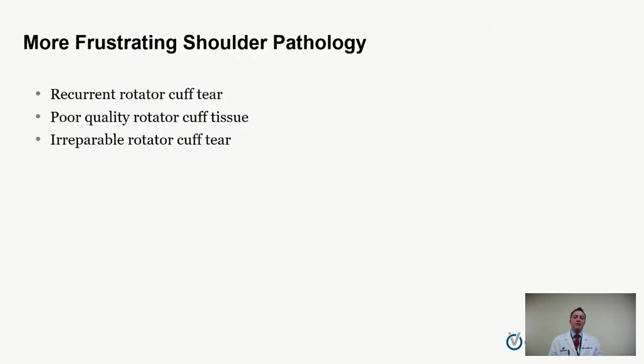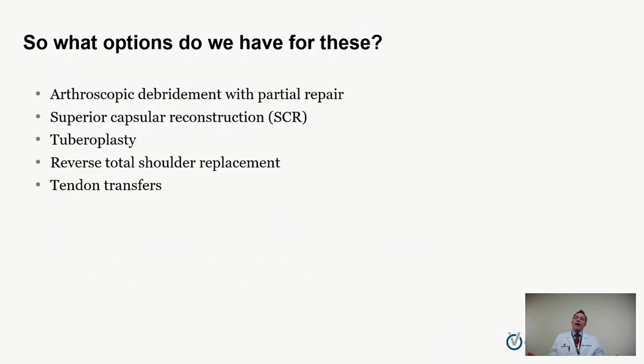The frustrating shoulders for patients and for providers are those patients who have recurrent rotator cuff tears, people who have poor quality of their rotator cuff tissue, or they just have an irreparable rotator cuff tear. So what options do we have for these? We can debride those painful tissues through a scope or in an open manner. We can do something that was developed about a little over a decade ago called a superior capsular reconstruction, which effectively provides a bumper between the top of the ball or the humeral head and the underside of that little bone that we can all feel on the top of our shoulder called the acromion.